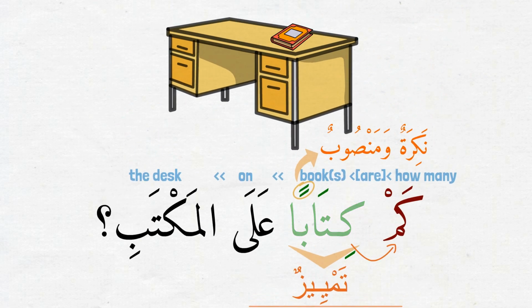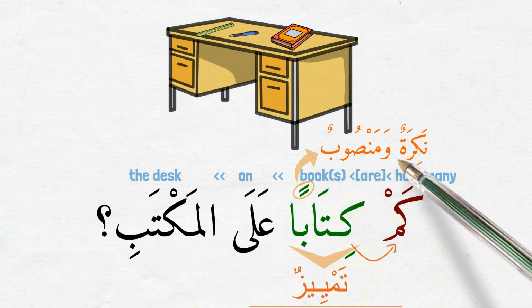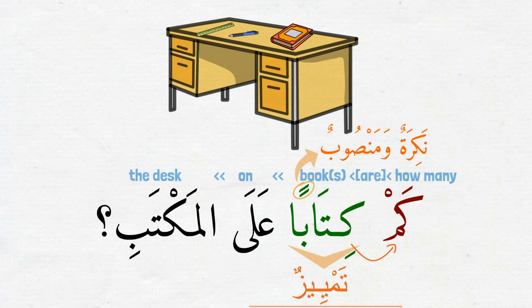In other words, if we said KAM على المكتب, how many are on the desk, we would not know what is specifically being asked about. The question may be about the books, or pens, or rulers, and whatnot. Then TAMYIYZ comes in to help us understand what KAM, how many, is denoting. So the two apparent signs of TAMYIYZ are that it comes as MANSUWB and NAKIROH in a sentence. Once again, كم كتابا على المكتب means how many books are on the desk.